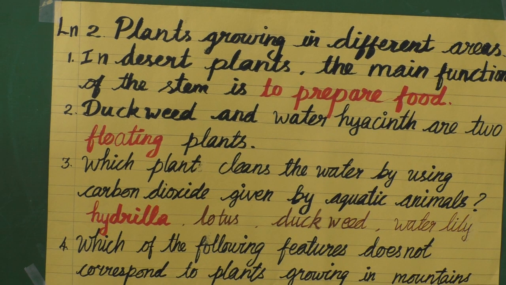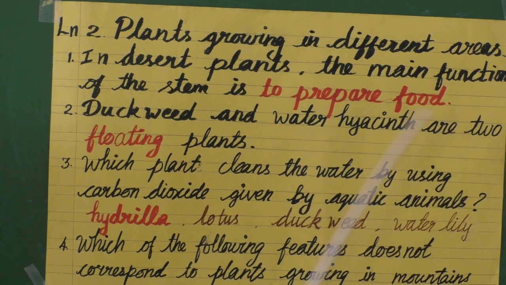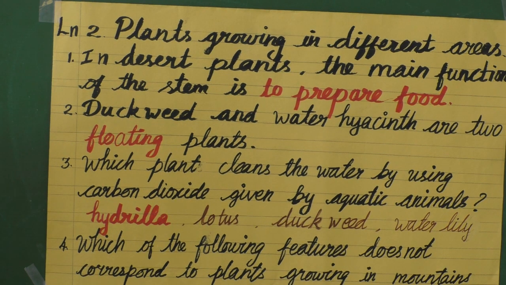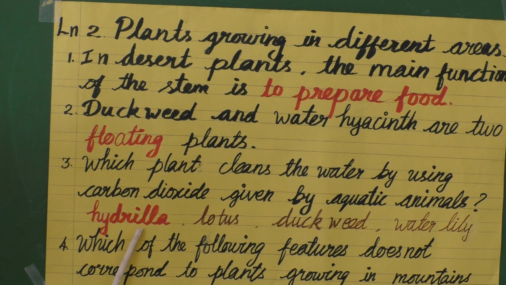On page number 16 in your second lesson, all these questions are there, book exercise section A. Duckweed and water hyacinth are floating plants. Then the third one: which plant cleans the water by using carbon dioxide given by aquatic animals? Hydrilla. By using the gas called carbon dioxide, it cleans the water.